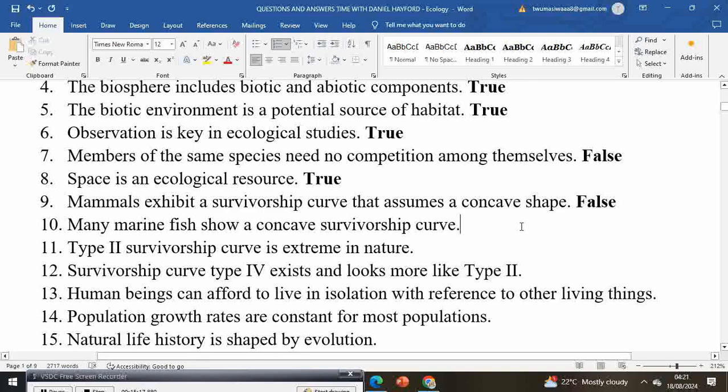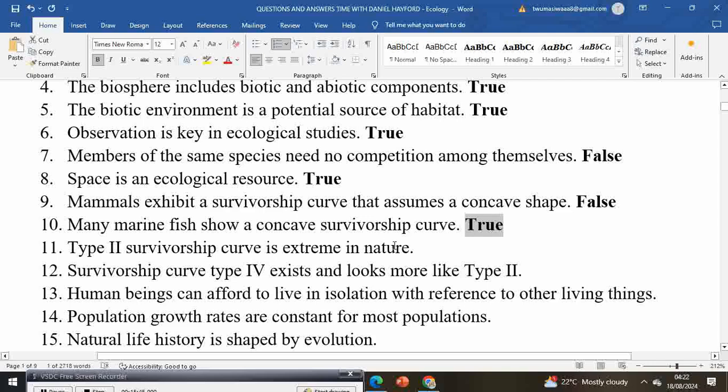Now, question number 10. Many marine fish show a concave survival-shaped curve. Yes, many marine fish do that. So this statement is true. And they demonstrate or exhibit the type 3. So this is concave type, while that of mammals is convex.